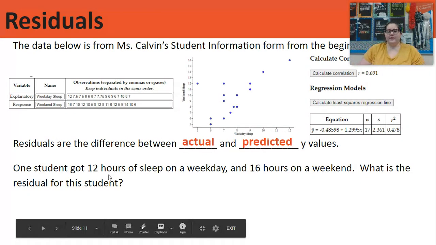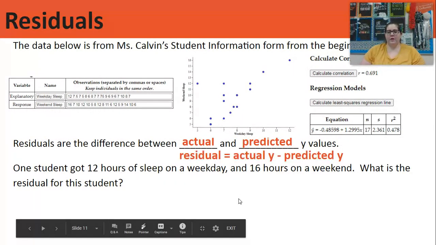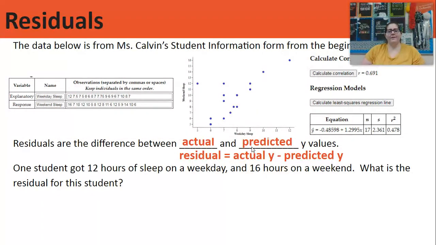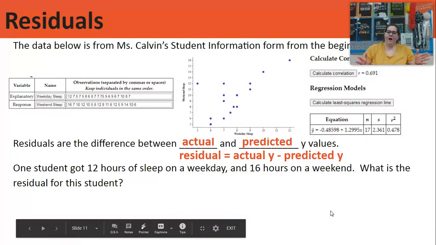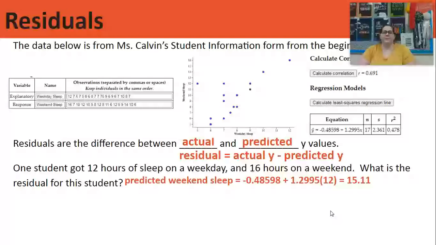One student got 12 hours of sleep on a weekday and 16 hours on a weekend. That's this point right here up at the top. If we wanted to calculate that student's residual, it's basically the actual Y value for that student minus the predicted Y value for that student. It tells us how far off our prediction is from what actually was true for this specific set of data. The first step is to figure out the predicted value, and that comes from the equation. Predicted weekend sleep is equal to negative 0.48598 plus 1.2995 times 12, which was their weekday sleep hours.